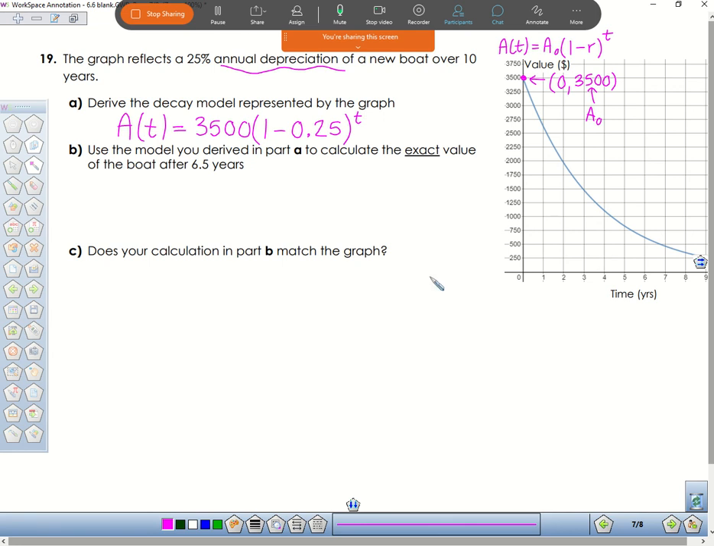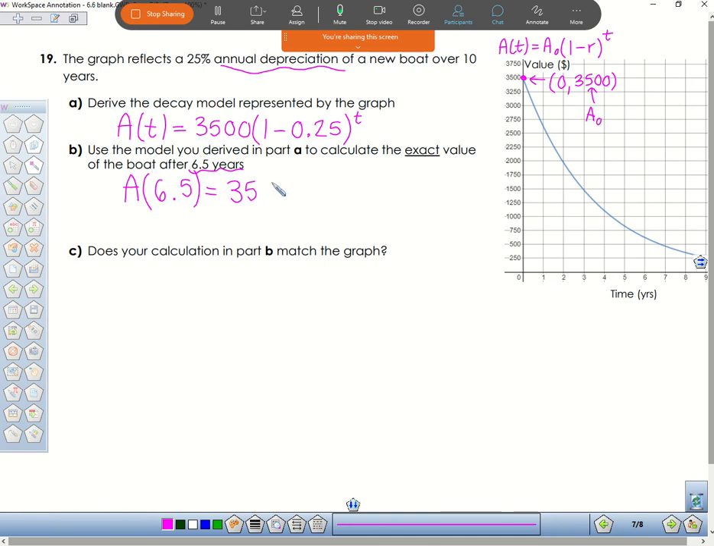Okay. Anybody have any questions about how I knew to use this formula, anything like that? You guys feel good about that then? Okay. And then why you need to use the initial point, your y-intercept. Okay. So then it says, use the model you derive from part A to calculate the exact value of the boat after 6.5 years. So all you're going to do here is you're just going to take your formula and you're going to plug in 6.5.